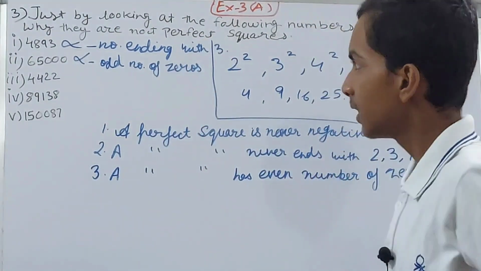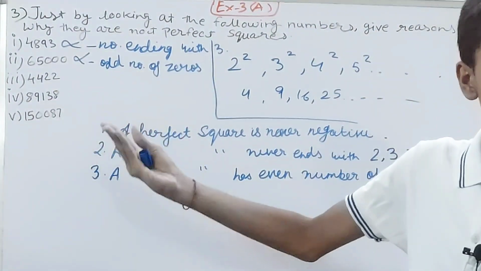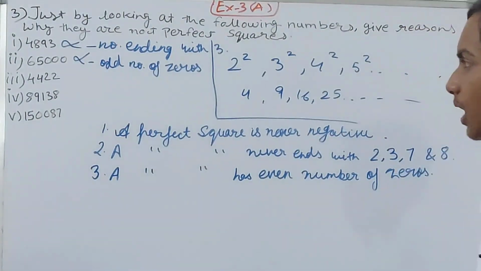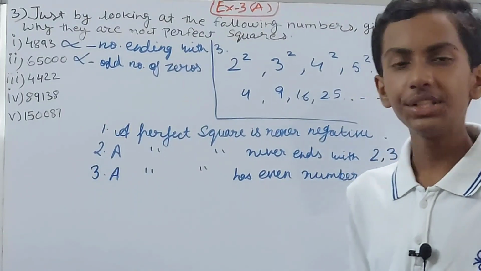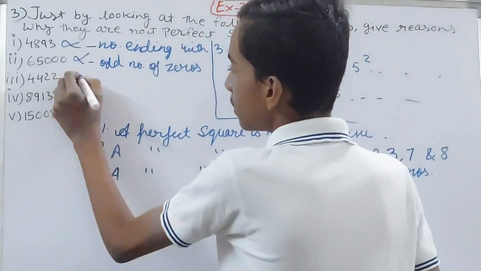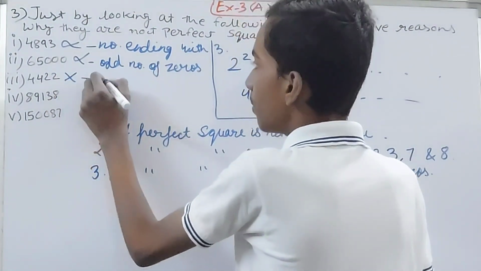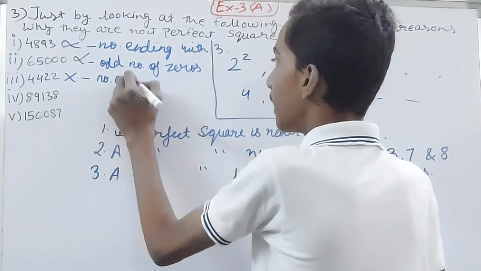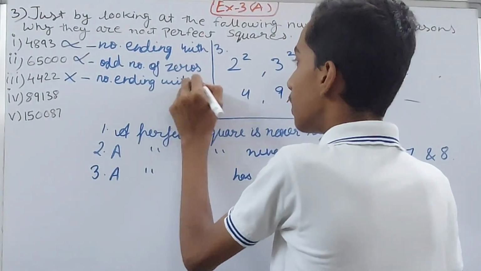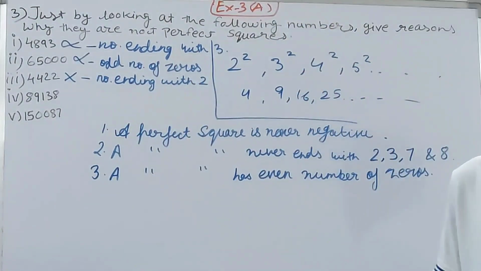Then 4422. Is this going to be a perfect square? No. The reason being that it is ending with 2. So write it here: this is also not a perfect square because the number is ending with 2.